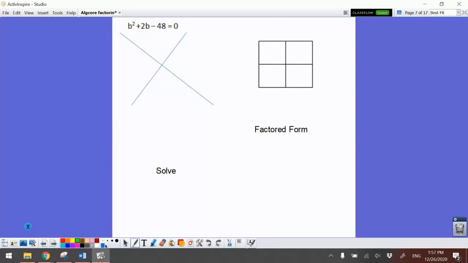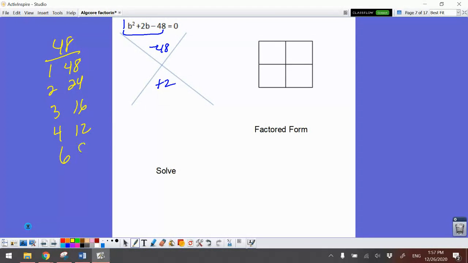Okay, let's try another one. This one also we're going to solve, but let's go ahead and factor it out. So again, we have a 1. So a times c. So 1 times -48 is -48. And we have a positive 2. So factors of 48. Well, the one that comes to mind first is 6 and 8. So 48, I know I have 1 and 48, 2 and 24, 3 and 16, 4 and 12, 6 and 8.